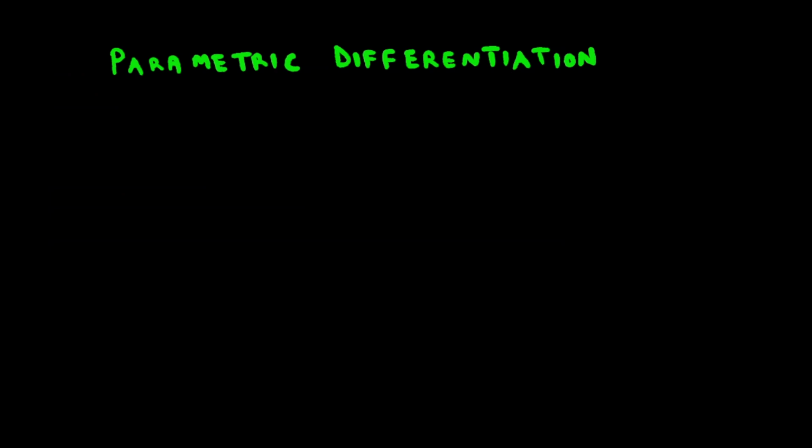Now we are at concept number 9, parametric differentiation. From there we go to the last concept, implicit differentiation, which is about the applicability of calculus, differential calculus.